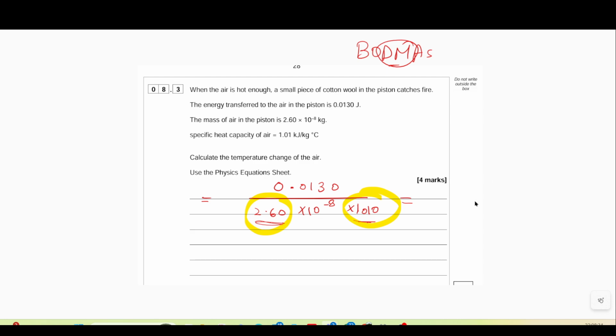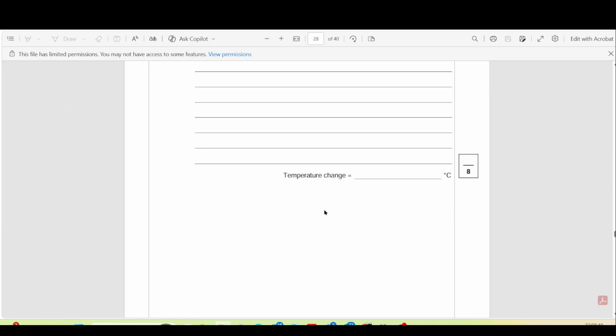Okay, thank you. Now if you put all of this into your scientific calculator, you will get the correct answer. Okay, I got 495. Yeah, you got it. See? 495. This is the correct answer.